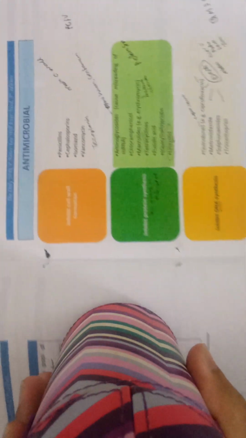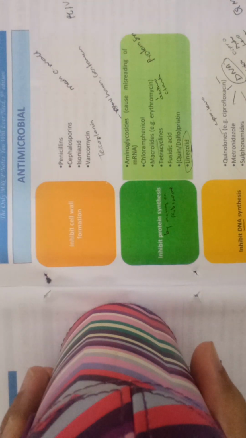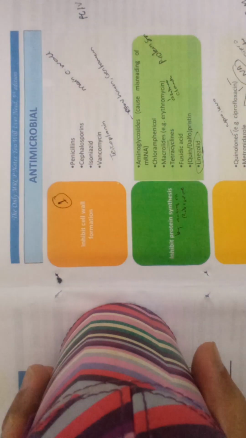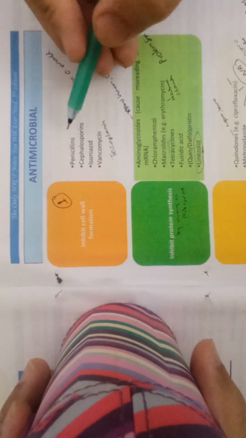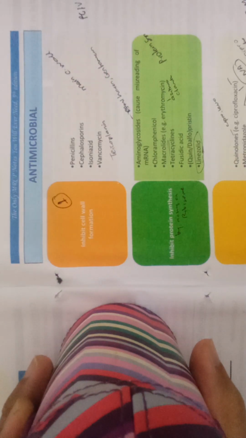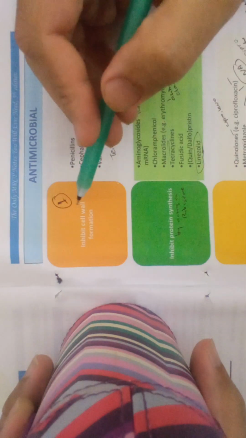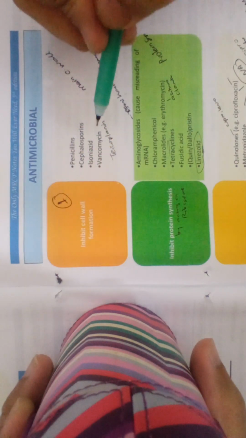Okay, coming to a very, very important topic right now, antimicrobials like antibiotics. So we have to remember the mode of action as well as the names of the antibiotics. Firstly, coming to group 1. Group 1 is about inhibiting the cell wall, like penicillin, cephalosporin, isoniazid, vancomycin. They always target the cell wall, these antibiotics. So that's inhibit cell wall formation: penicillin, cephalosporin, isoniazid, vancomycin. Always have to remember this.